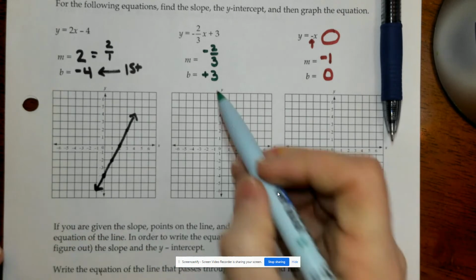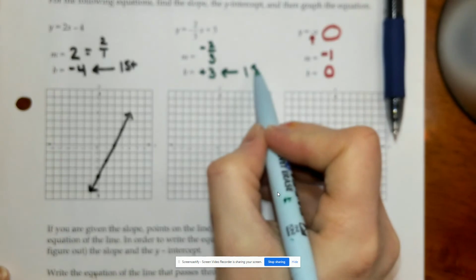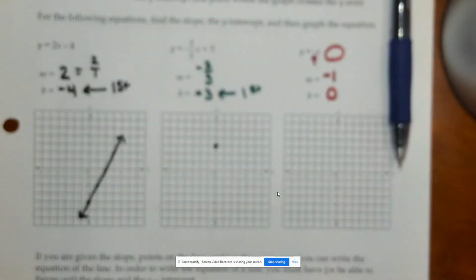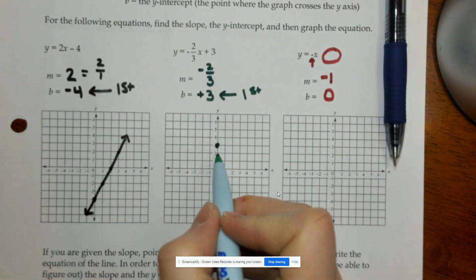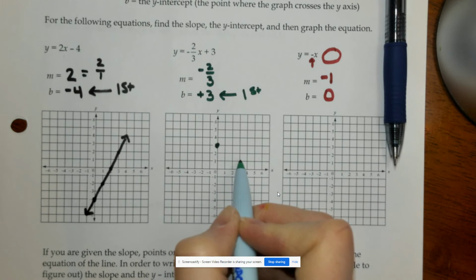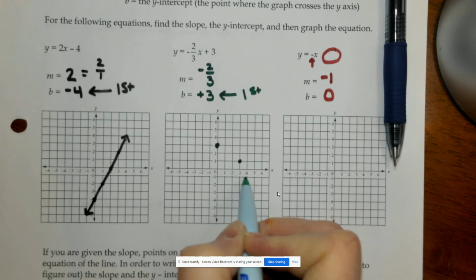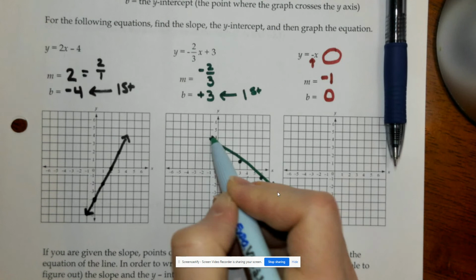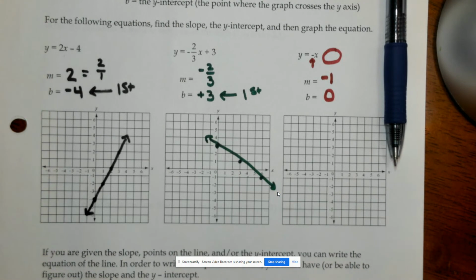Next, we have a y-intercept of +3. We always want to graph that first. It gives us a place to jump off from. So then we've got a slope of -2/3. So I'm going to go down 2, right 3. Think rise over run. Down 2, right 3. That gives us a graph of y equals -2/3 x plus 3.